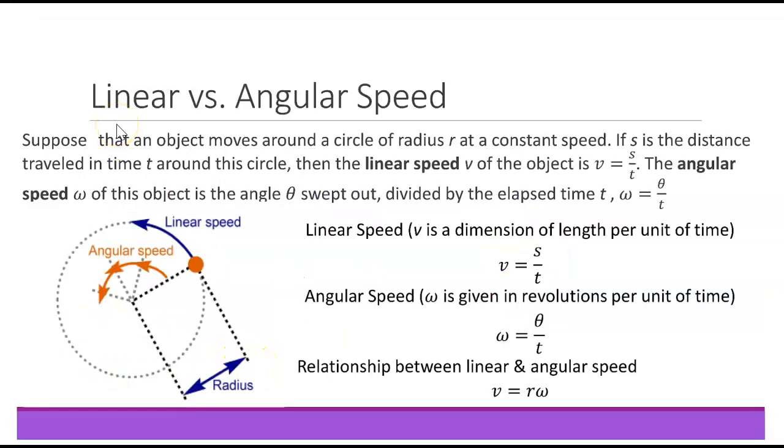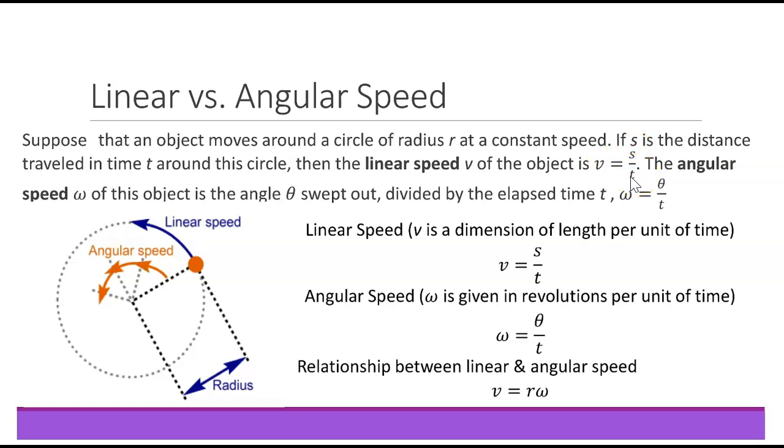Another application involving radian measure is linear versus angular speed. Suppose that an object moves around a circle of radius r at a constant speed. If s is the distance traveled in time t around this circle, then the linear speed, v, of the object is v equals s over t.